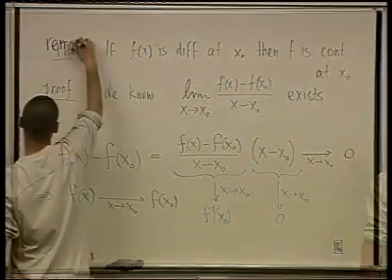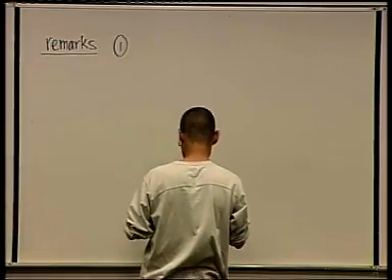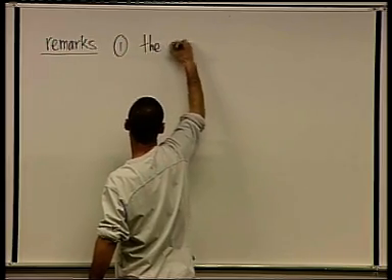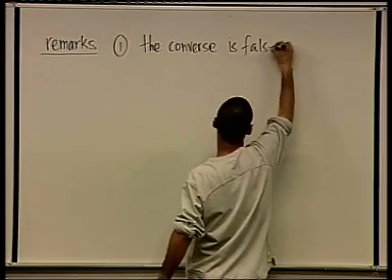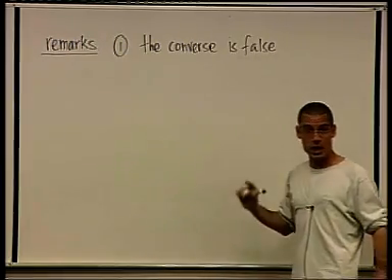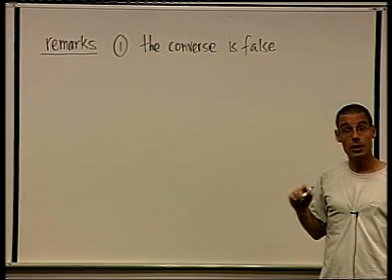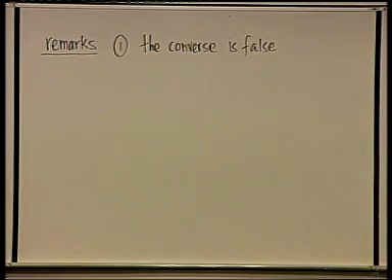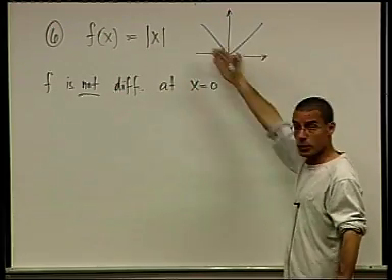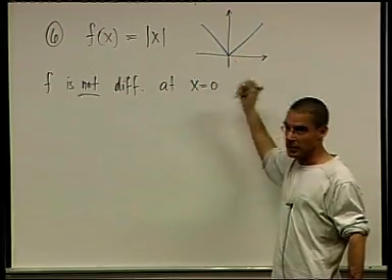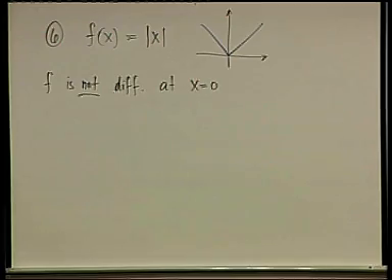Remarks. So remark 1, the converse is false. Being continuous does not guarantee being differentiable. Can somebody give me a counterexample? Good. It's on the board. I didn't erase it. Here it is. Absolute value of x is continuous, right? But it's not differentiable at 0. Okay? So the converse is false.